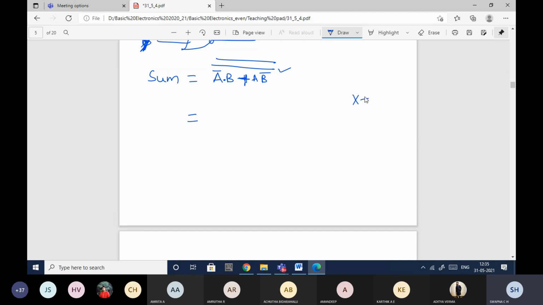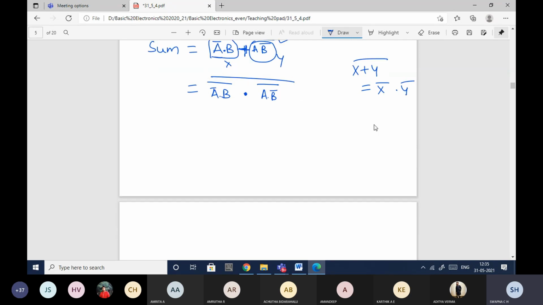So it's in the form of x plus y whole bar. X plus y whole bar is x bar dot y bar. This I'll consider as x and this I'll consider as y. So it is nothing but x bar dot y bar: x bar is a bar b whole bar, dot a b bar whole bar is y bar. And this one I'll keep as it is. But if you observe the equation after expanding using De Morgan's law, still it is not in the required form. What is the required form? I should have plus and whole bar form. It is not in the required form.